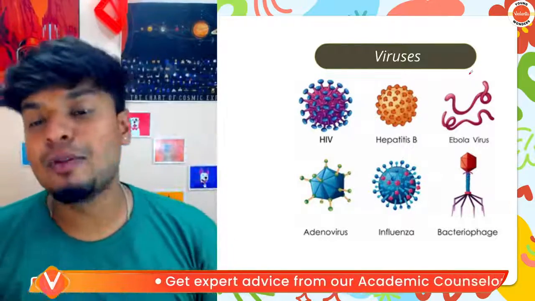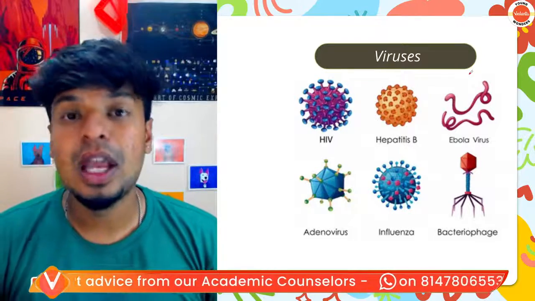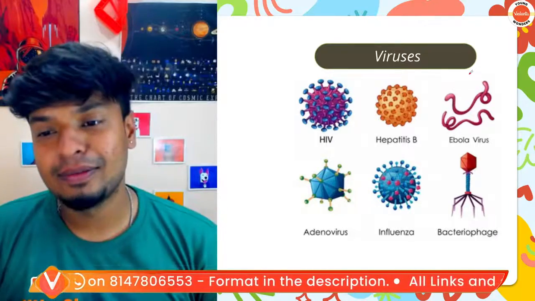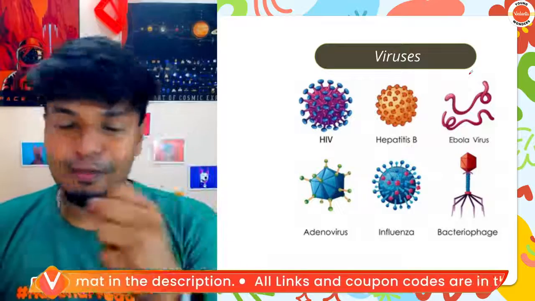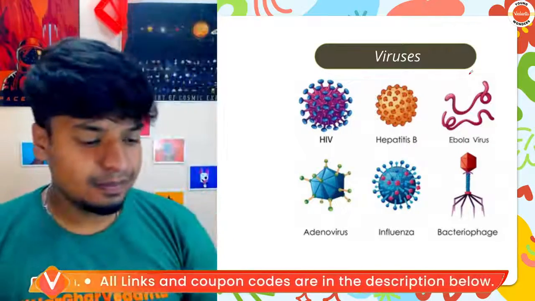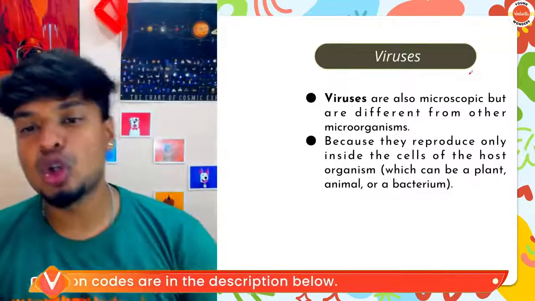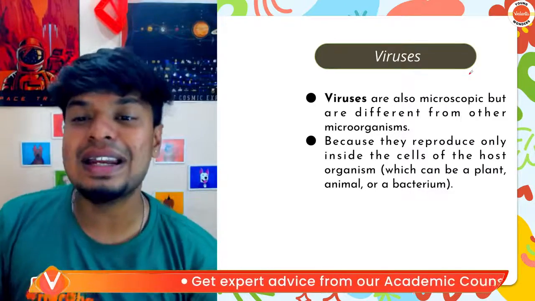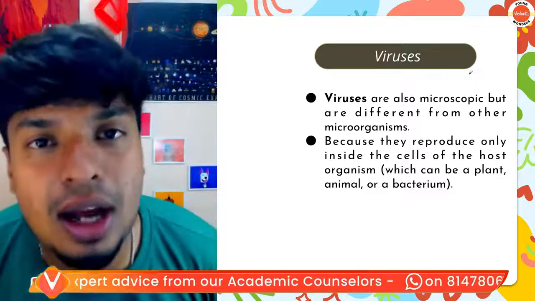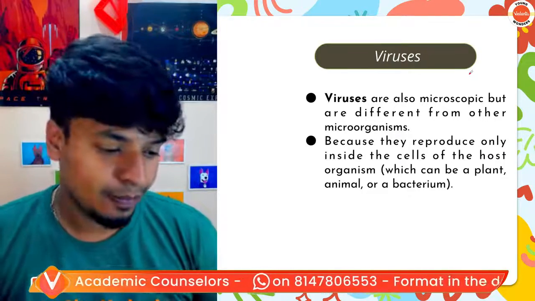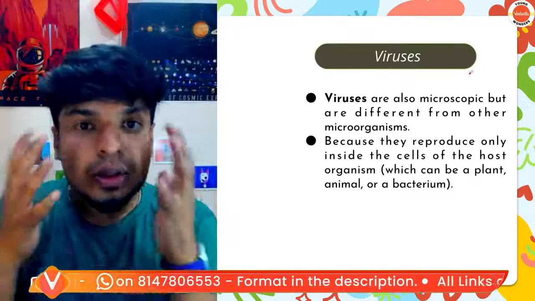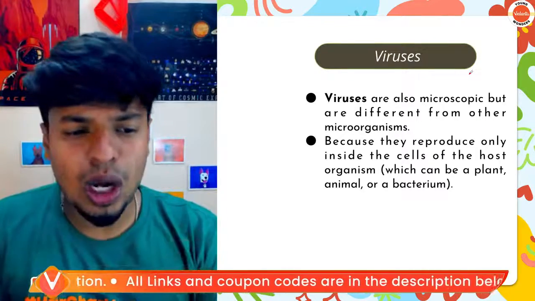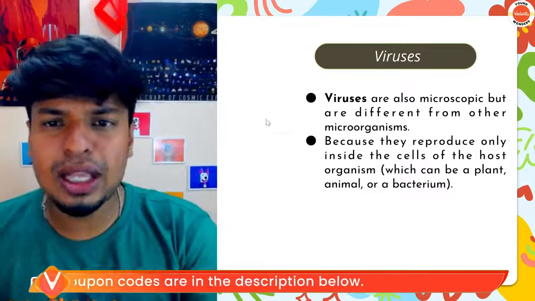Again, there are many types of viruses: HIV, hepatitis B, Ebola virus, my god, very dangerous. Adenovirus, influenza, COVID, many types of viruses. Very important, guys. Viruses are also microscopic, but they are different from all the other organisms. Very scary, because they reproduce only when they are inside the cells of an organism, which can be a plant, animal, or a bacterium. The way that these viruses work is like a criminal, guys. Let me tell you how criminal these viruses are. Let me give you an example.